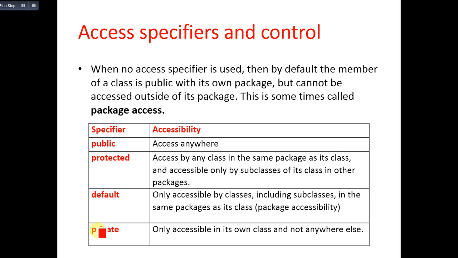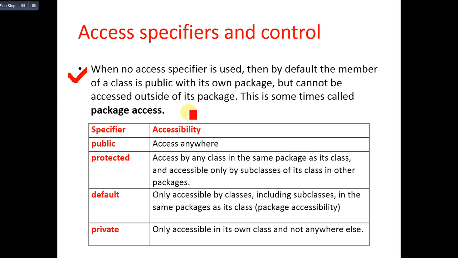When no access specifier is used, then by default the member of a class is public within its own package but cannot be accessed outside of its package. This is sometimes called package access, which is known as default. So if you don't specify any access specifier, then the default access specifier will be applicable and those members will be accessible within a particular package. They cannot be shared by another package.